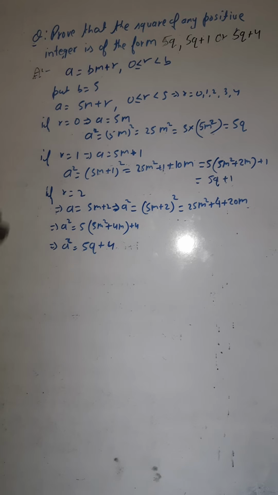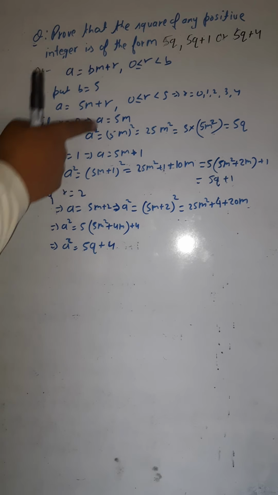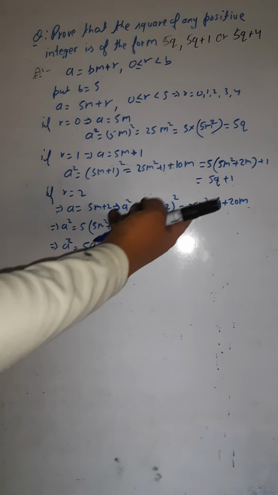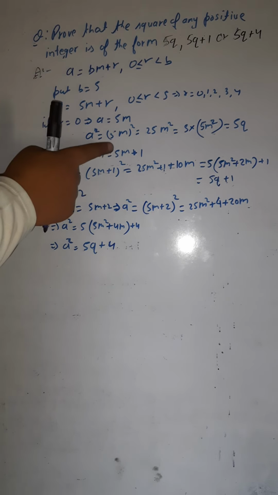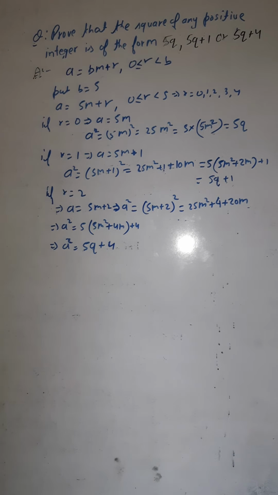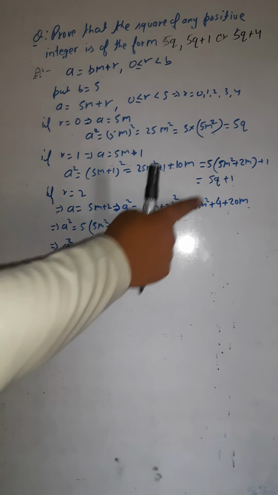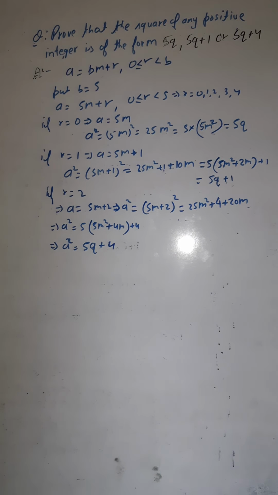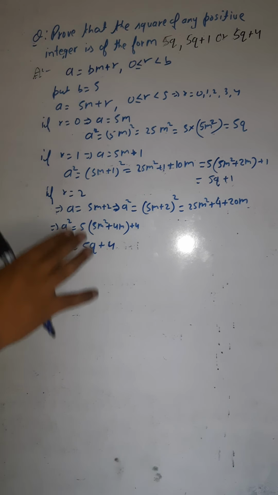Now you can put some other values, say r is 3. Again you would get the answer of one of these forms. But there is no need to write all those values, it would become very lengthy. So leave it here, because we have got all the answers.